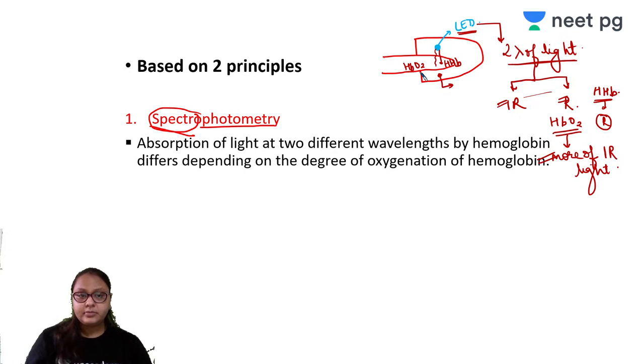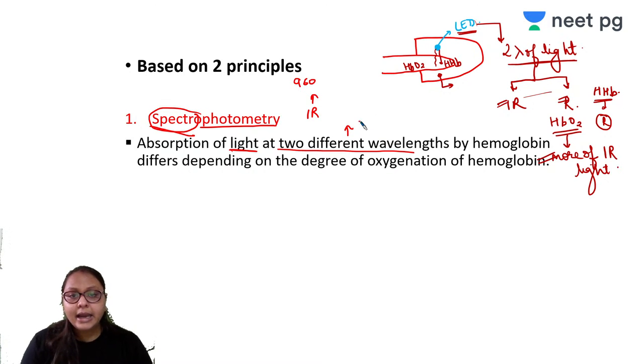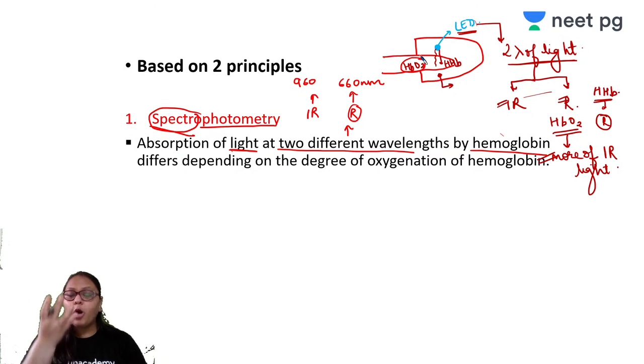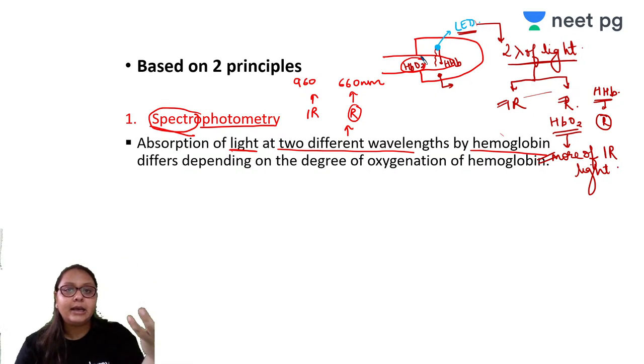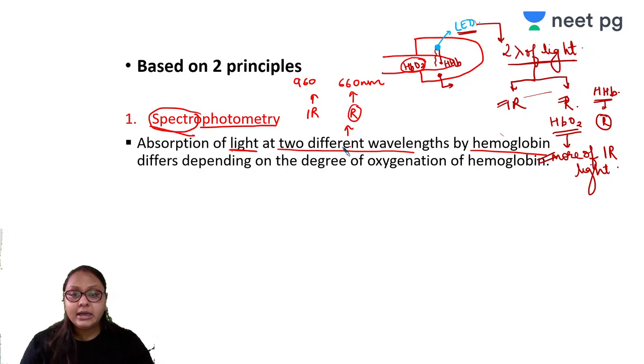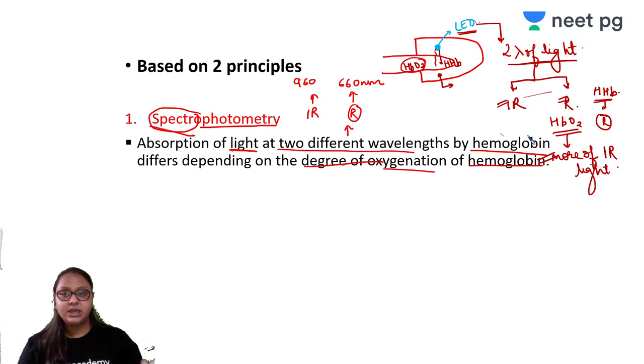OK, so as I told you, absorption of light which is emitted by this light emitting diode at two different wavelengths: infrared with a wavelength around 960 and red light with a wavelength around 660 nanometers. So absorption of light at two different wavelengths by hemoglobin. If it is oxygenated hemoglobin, how will oxygenated look? Red. So it is absorbing more of what light? It is absorbing more of the infrared light. So it depends upon the degree of oxygenation of the hemoglobin. If it is oxygenated, as I told you, it will absorb more of the infrared light.